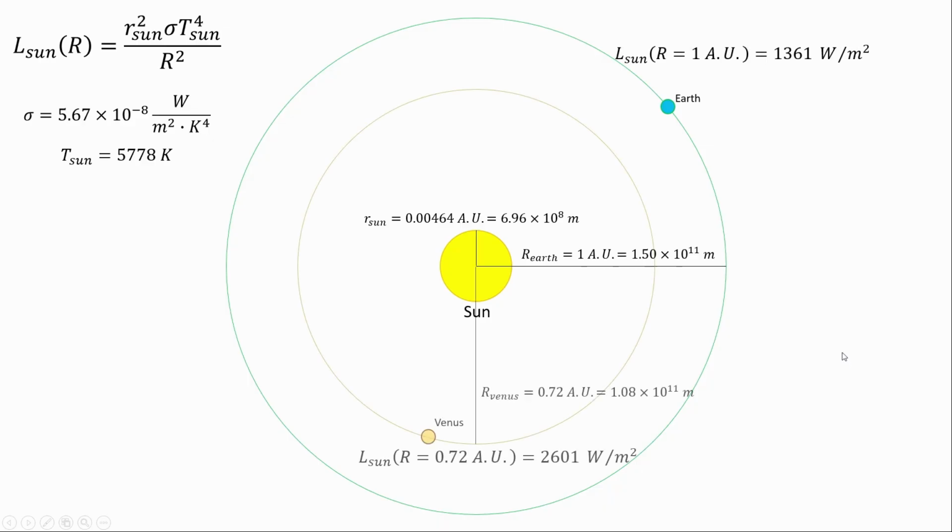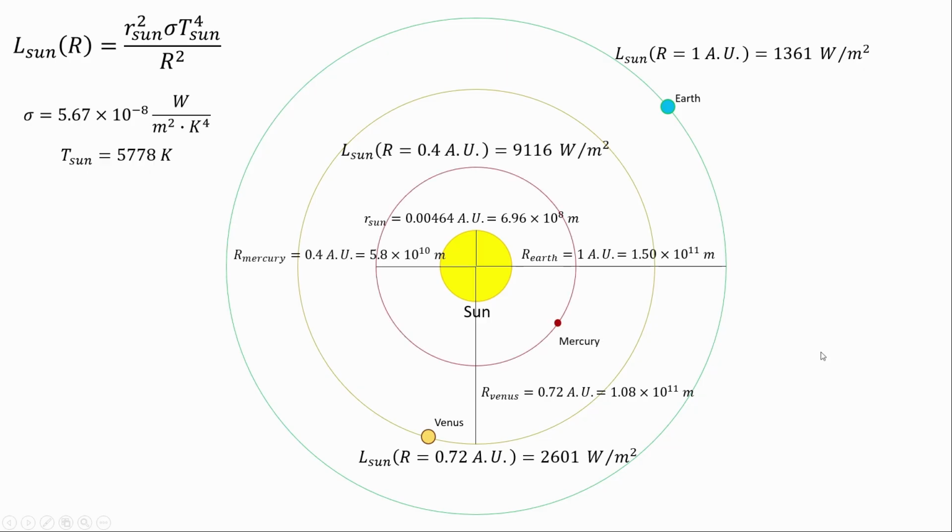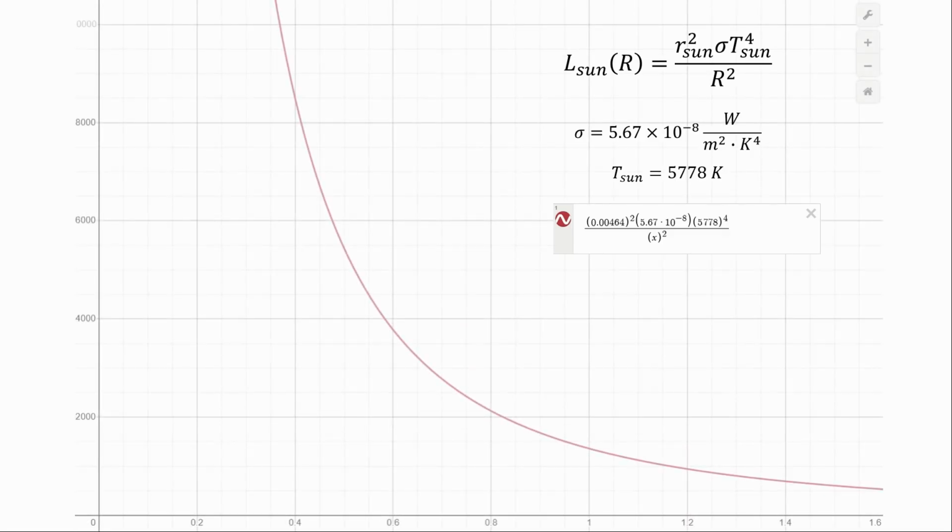But if we looked at this for something like Venus, then it's 2,601 watts per square meter. That's at 0.72 astronomical units. And then for something like Mercury, that is at 0.4 astronomical units, and that's 9,116 on average. So if we plotted this function right here, it would look like this. So I'm using Desmos, I just put this in. I'm using astronomical units because that's a bit easier to visualize on here. And so the plot looks like this.